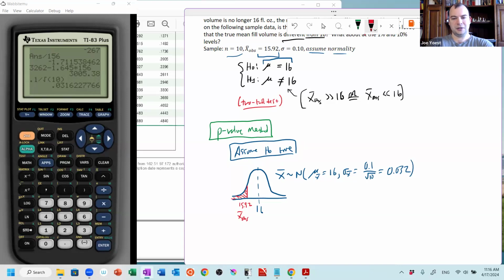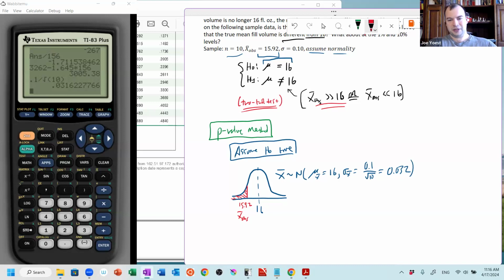But something that I should note is there's also symmetry about this problem, right? This is a two-tail test. If I had run this sample and gotten an X bar that was far to the right of 16, I would have also rejected.